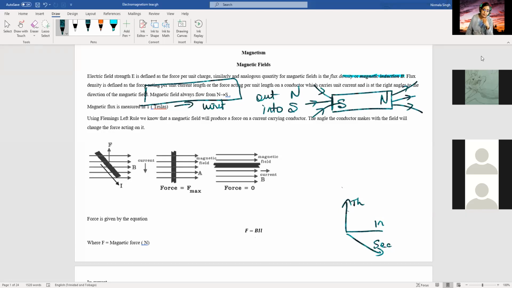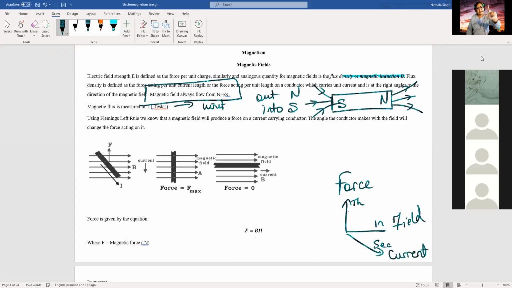No. The force. The force. Thank you very much. Your thumb represents the force exerted on your conductor. What does your index finger represent for Fleming's left hand rule? The field. The magnetic field. All right, this is your field. And what does your second finger represent? The current. All right, so remember, we always keep our fingers at right angles to each other.